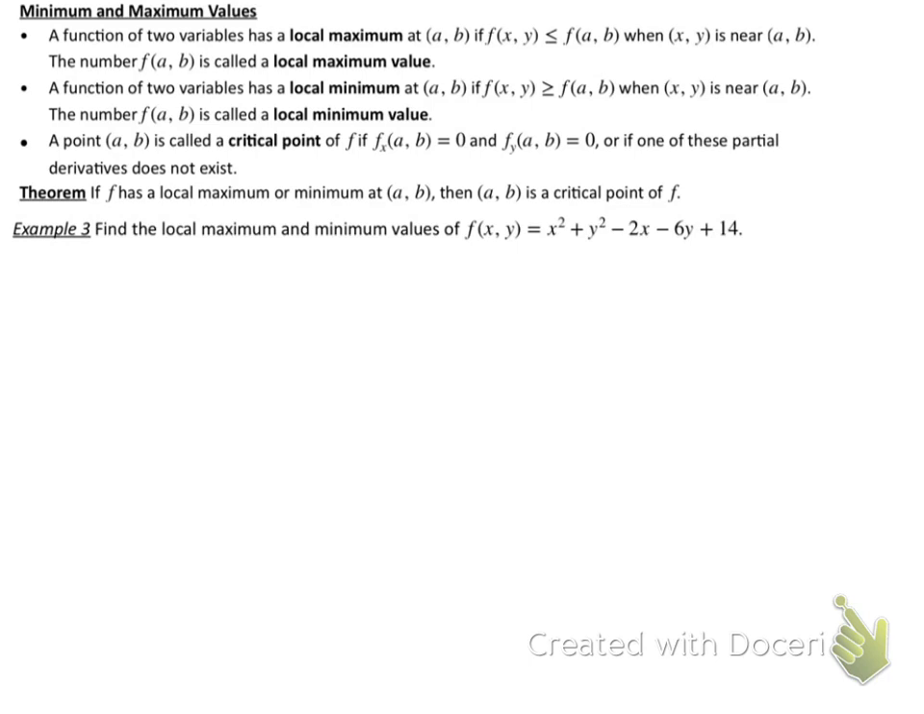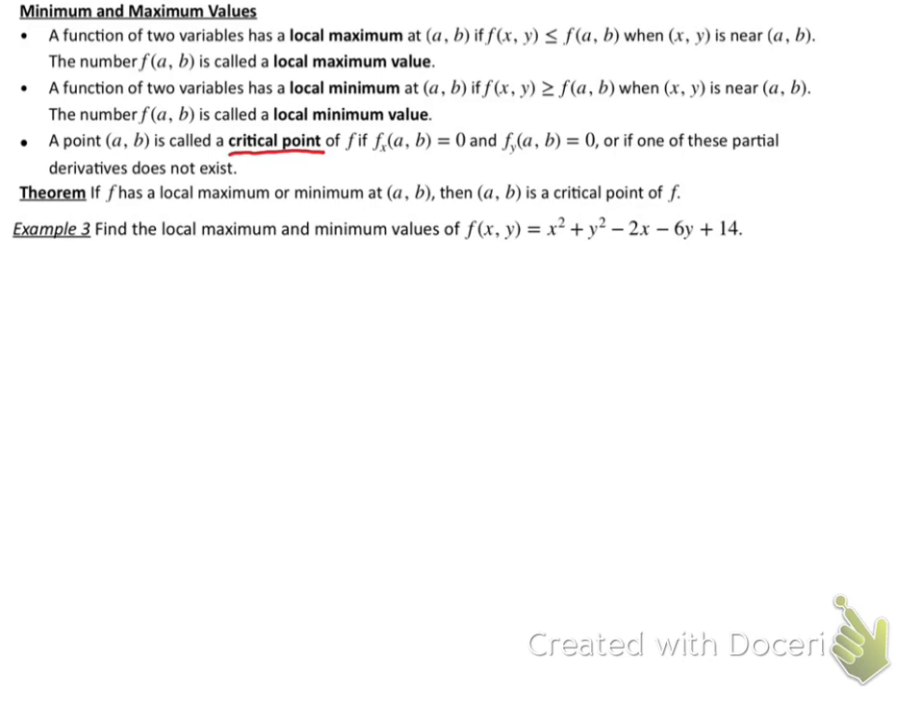A point is called a critical point. This is a very important definition. A point is called a critical point if either both of the partial derivatives are 0, or one of these partial derivatives does not exist. So if the partial derivatives exist, you need both of them to be 0. But if one of them does not exist, you don't need both of them not existing. If one of them does not exist, that makes it a critical point.